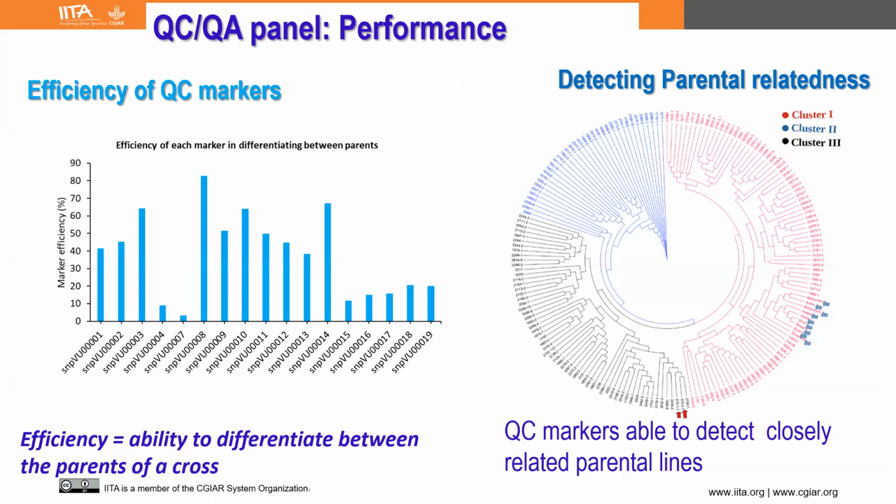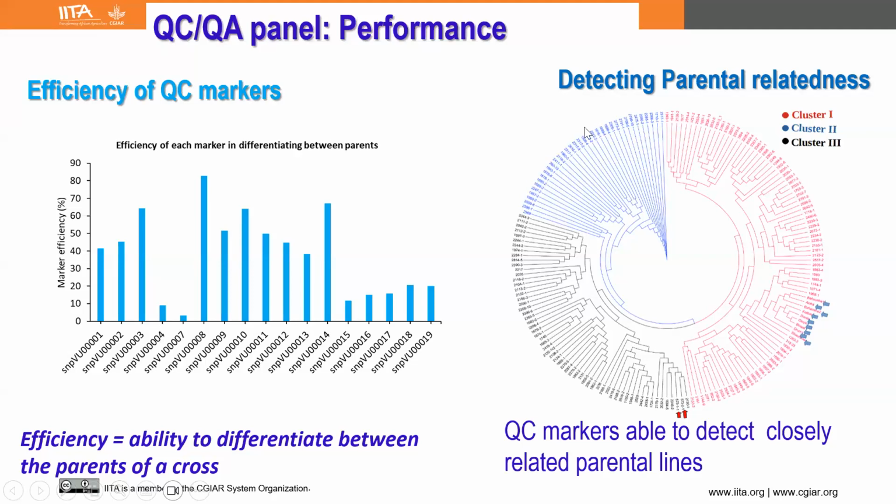Initially we checked the efficiency of those QC markers, and by efficiency here we are referring to the ability of those SNP markers to differentiate between the parents of a cross. On the graph on the left, you can see marker efficiency on the y-axis, and these are the 17 SNP markers that we tested. Generally, most of the markers were able to differentiate very well between the parents of a cross. It is basically the polymorphism between the 2 parents, and there were just a few that performed below 10% efficiency.